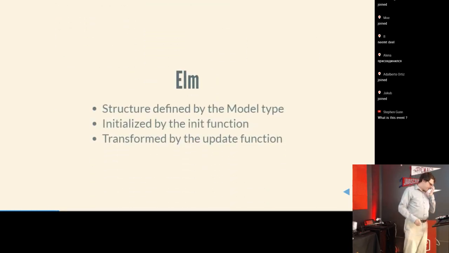In Elm, however, the structure is defined by the model type. Now, model is not a special word. It's just whatever the type signature is that you've given to the thing that you're going to call your state. It's initialized by the init function, which you give to beginnerProgram or program, and it's transformed by the update function, which is what we would call reducers in Redux. The type definition for the model is not passed to the program at all. It's just defined as whatever init returns and whatever update takes in as one of its parameters.